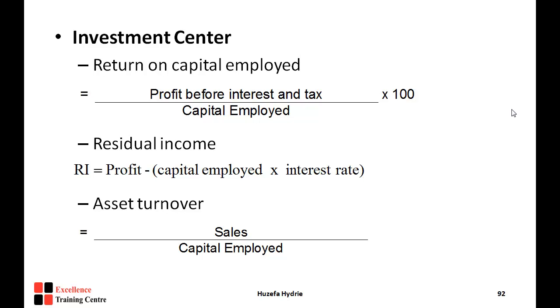So this formula will tell you that on employing every $1 into the business, what profit I am getting on every $1. So let's say if your return on capital employed is 40%. You will say on every $1, I will be getting 40 cents as a profit. So that's how we interpret return on capital employed.